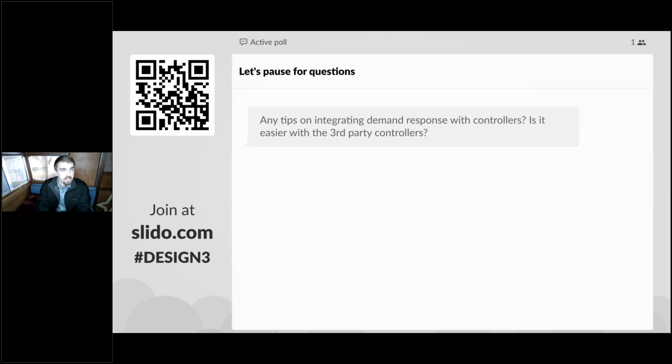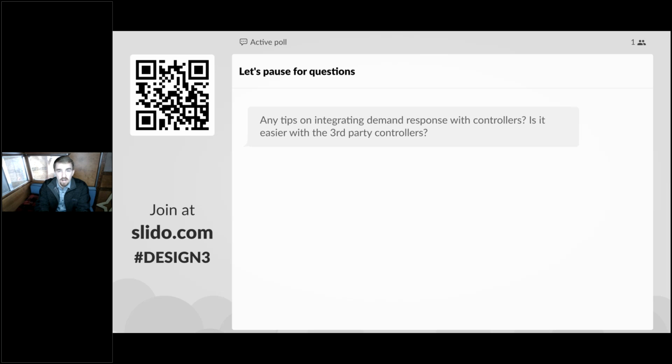Oh, this is a good question too. If I didn't answer that first question, definitely send some follow-up in the chat and I'd be happy to talk about it. But this next question is asking for any tips on integrating demand response with controllers. Is it easier with the third-party controllers? Yeah, so demand response on the commercial side is still evolving very quickly, based on what the utilities really value and how systems are expected to respond to that.